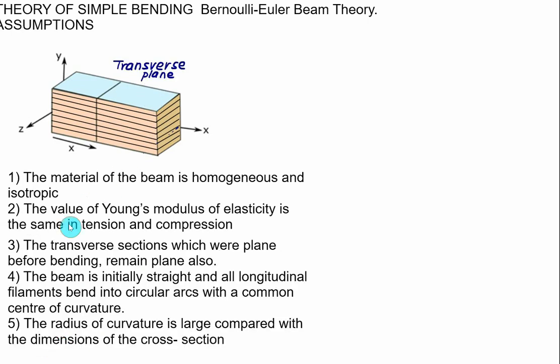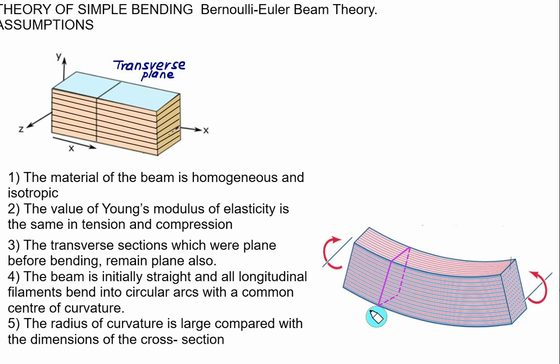The third assumption is that a transverse section which is plane before bending, as this transverse plane is, remains plane after bending as well. So when we apply a moment M, that is, a bending moment M, to the same beam, the beam takes a curved shape, as we discussed initially. The top fiber has a smaller length as compared to the original length, and the bottom fiber has a slightly larger length.